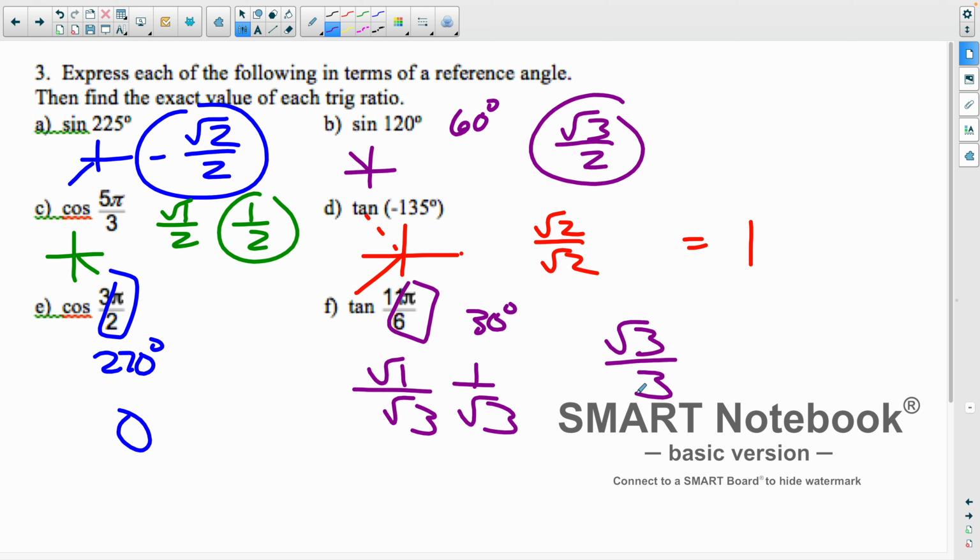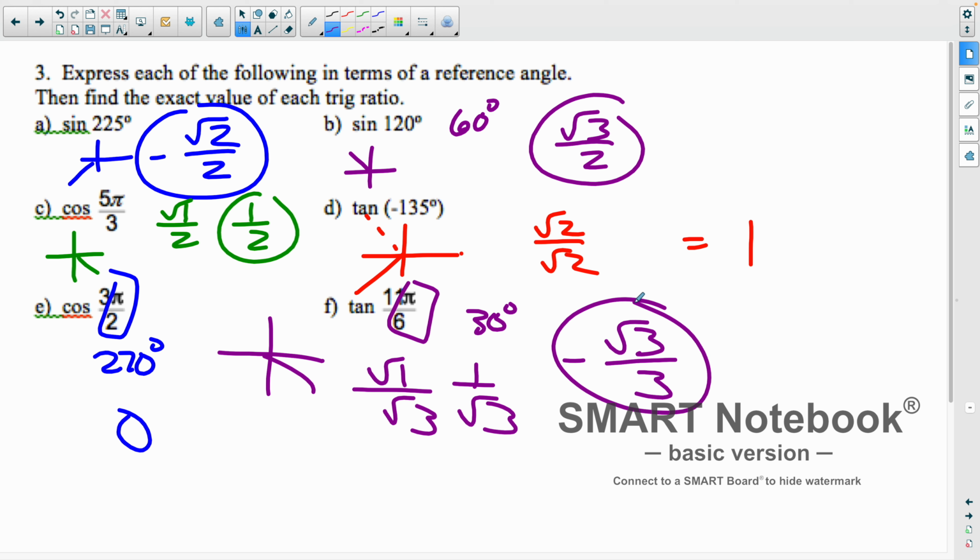Where's 11 pi over 6? It'd be in quadrant 4, because 12 over 6 is 2 pi. It's almost all the way around, so it's just shy of that. And it is negative there. So it's that. Everybody okay with those?